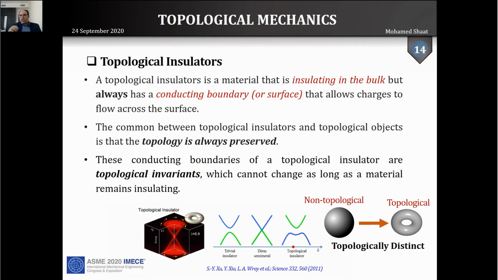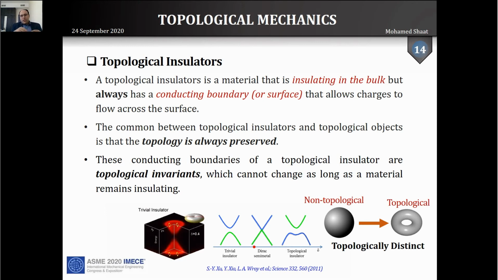the material remains insulating. The difference between a topological insulator and a trivial insulator is the formation of this boundary, this topologically protected property. For example, as shown in the animation here, the trivial insulator has no conducting boundary or surface. But on the other side, the topological insulator has a boundary that is going to form, as shown here in this animation. This boundary is topologically protected, and this is why we got the name topological insulator.